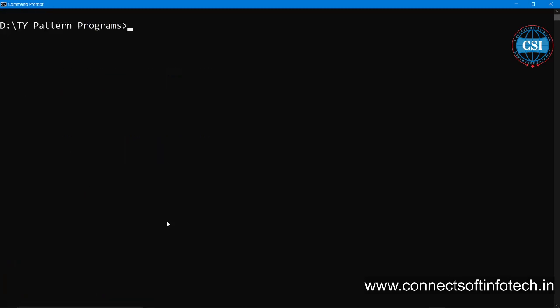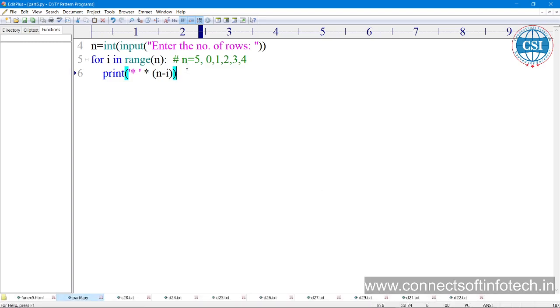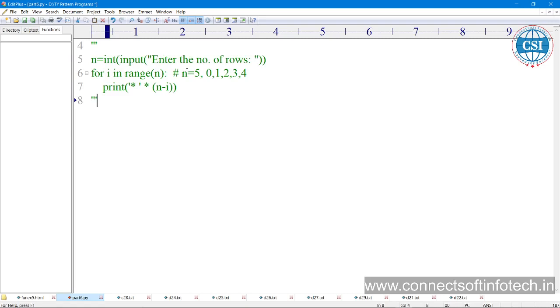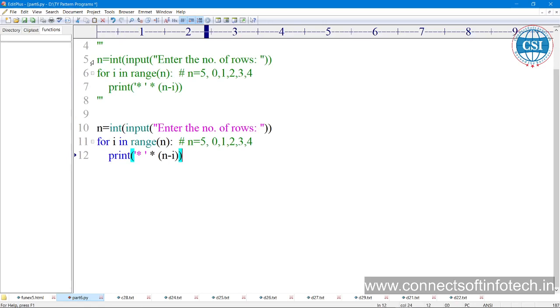Now I want to print the next pattern. What is the next pattern? If you enter the number of rows as 5, I want to print 1 five times, 2 four times, 3 three times, 4 two times, and 5 one time.